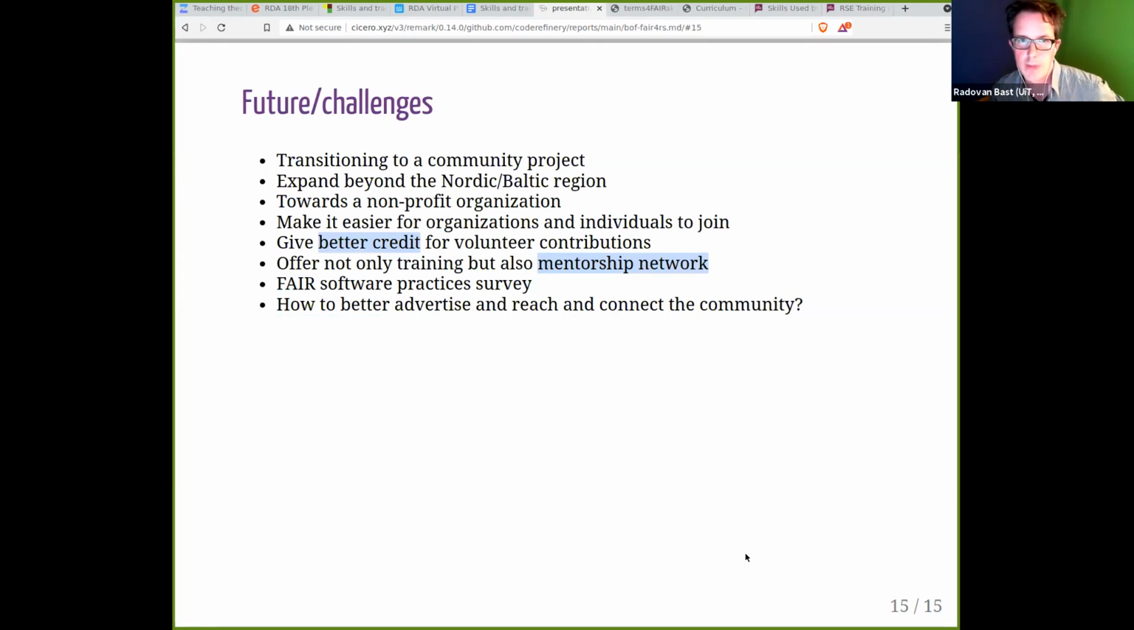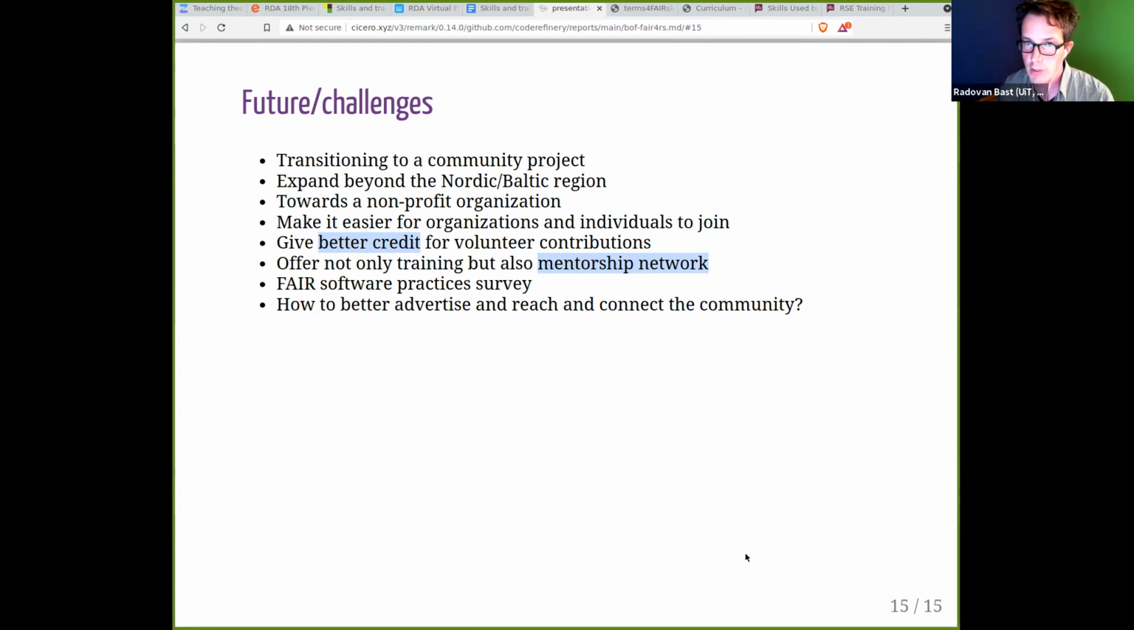Finally, some challenges and some future outlook. We are about to transition into a community project. We would like to expand beyond the Nordics and the Baltics. And our goal is, within the next two to three years, to become a non-profit organization so that we can carry this on even beyond the current funding horizon, and so that we can participate in projects as an own independent entity.